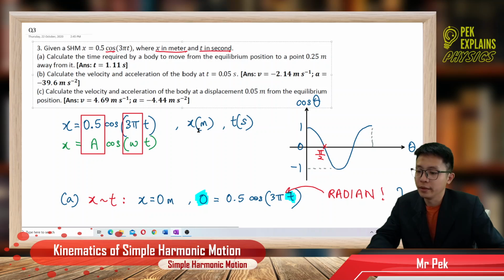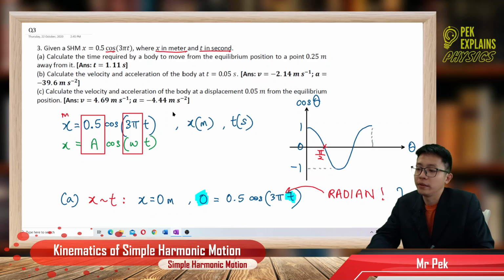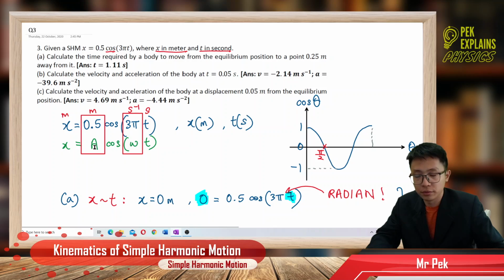The unit is very important because it determines the correct unit for amplitude and omega. If x is in meter, the amplitude also has the same unit, meter. When the time is in second, the omega is per second. So the unit for amplitude depends on displacement, and the unit for omega depends on time. So we must always check.